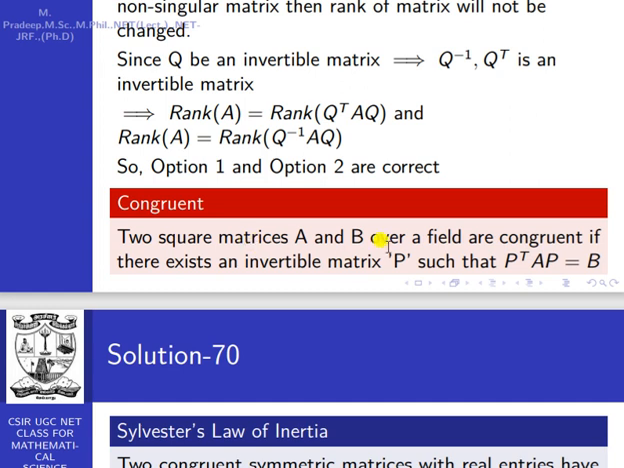Two square matrices A and B over a field are congruent if there exists an invertible matrix P such that P transpose AP equals B. If this is satisfied, then A and B are called congruent.